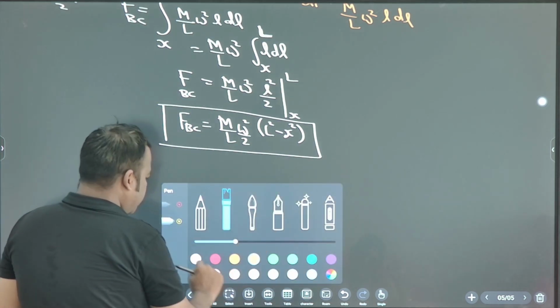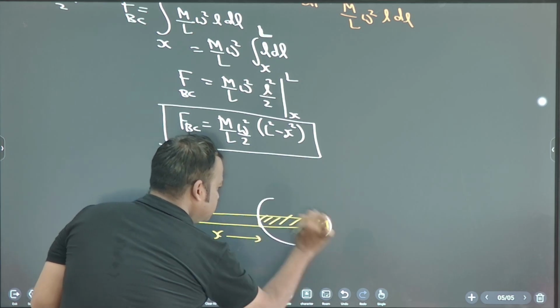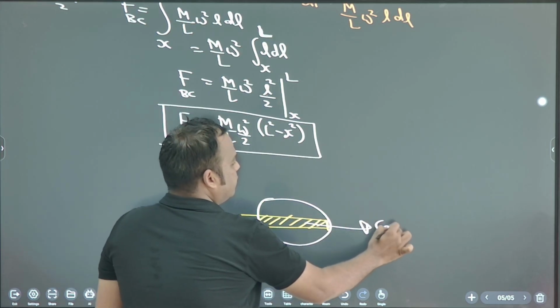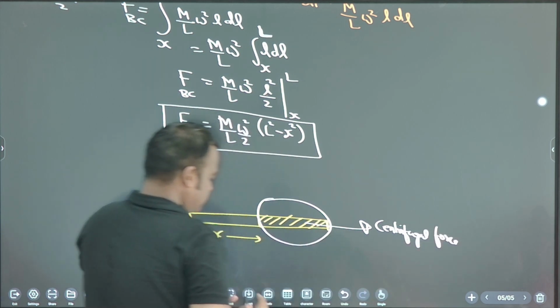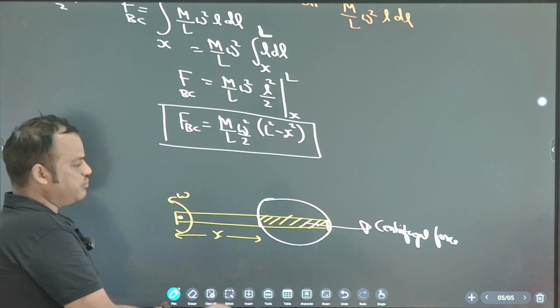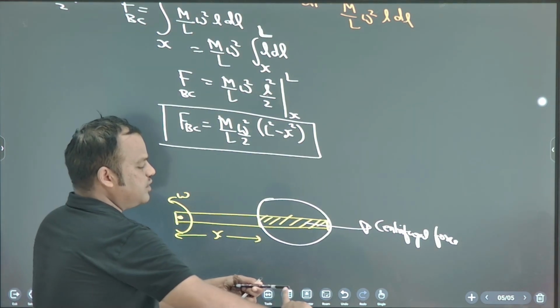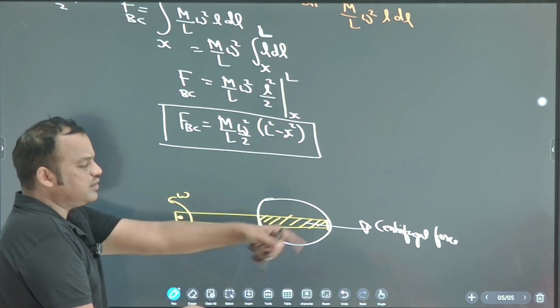Now look at this part. What is the direction of centrifugal force? Away. Centrifugal force. Okay. So like this, I'm moving it on this cap. On this cap, centrifugal force is this way, but it is not going. It is not going. Why?